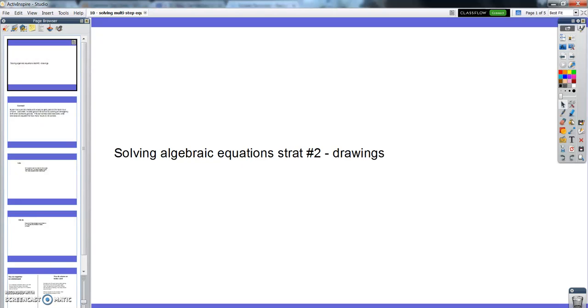Hey there, advanced math. On to solving algebraic equation strategy number 2. Use drawings today. Drawings are great for understanding problems. They only tend to work in situations where you have whole numbers in the problems, but it's a really good strategy when you do, and it really helps you understand what you're doing when I show you strat number 3. So go ahead and make this your next title, and close your math notebook up and think with me when you're done.